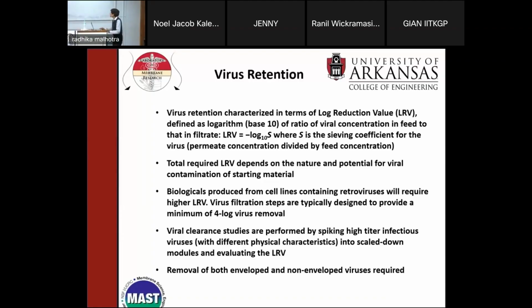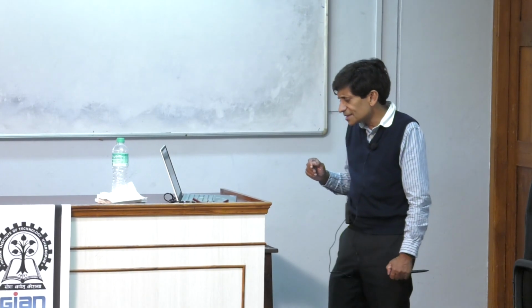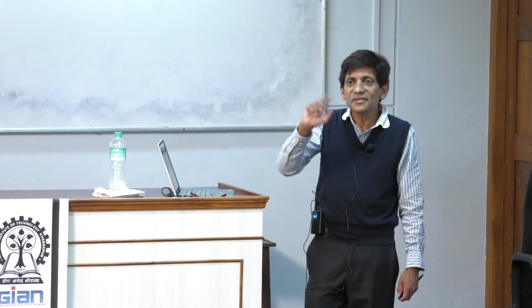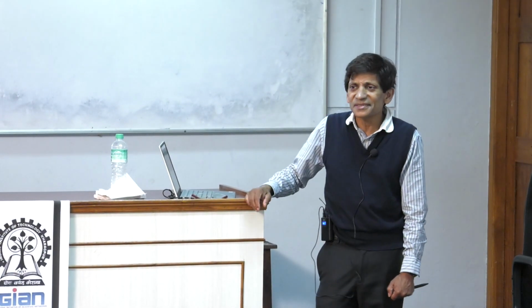Biologicals produced from cell lines containing retroviruses will require high LRV. Virus filtration steps are typically designed to provide at least a minimum of 4 log removal per step. If you cannot get more than 4, if you're getting like 1 log, actually it's not worth it. Because there's another issue that comes in here. The way you validate, did anyone think of how would you validate virus clearance, by the way? So we've talked about you need all this clearance. How would you determine it?